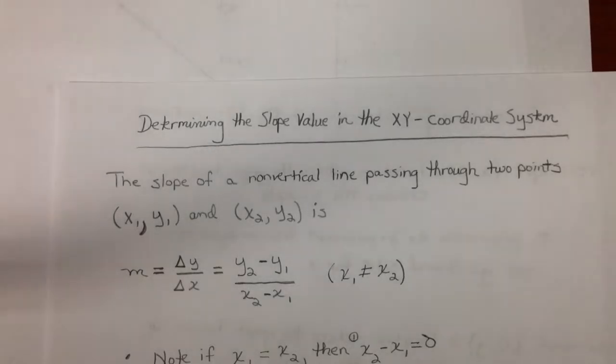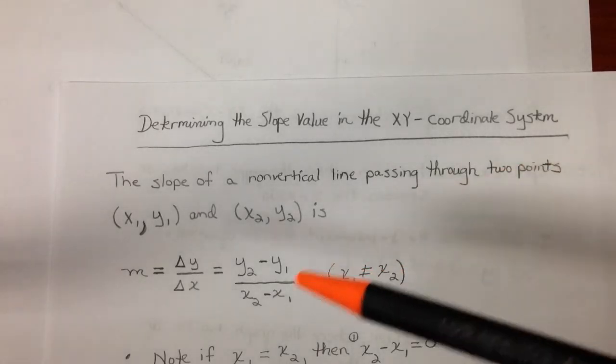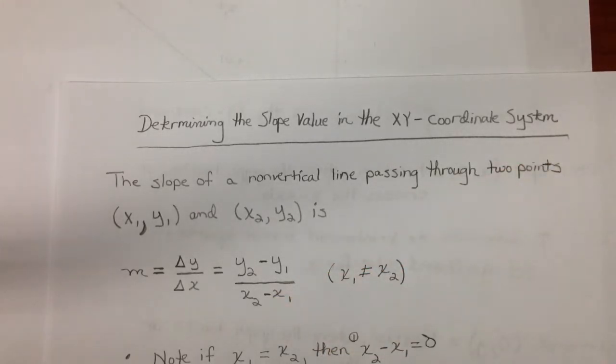Okay, another refresher going back to earlier algebra courses: determining the value of slope in the xy coordinate system. By definition, the slope of a non-vertical line passing through two points (x1, y1) and (x2, y2) is m equals delta y over delta x, which equals y2 minus y1 all over x2 minus x1, where the values of x1 and x2 are different from each other.